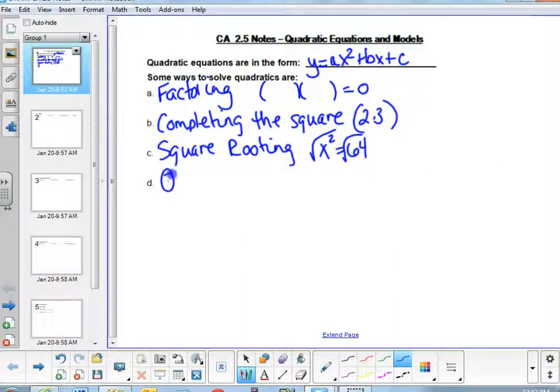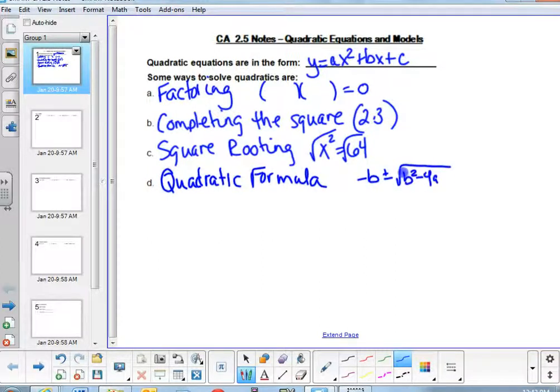Another method is our old friend, the go-to quadratic formula, which you must have memorized by now. It's negative b plus or minus the square root of b squared minus 4ac, all over 2a. I know there are computer or calculator programs that can do this for you, but you're going to be required to not use those programs and, yes, do it by hand.